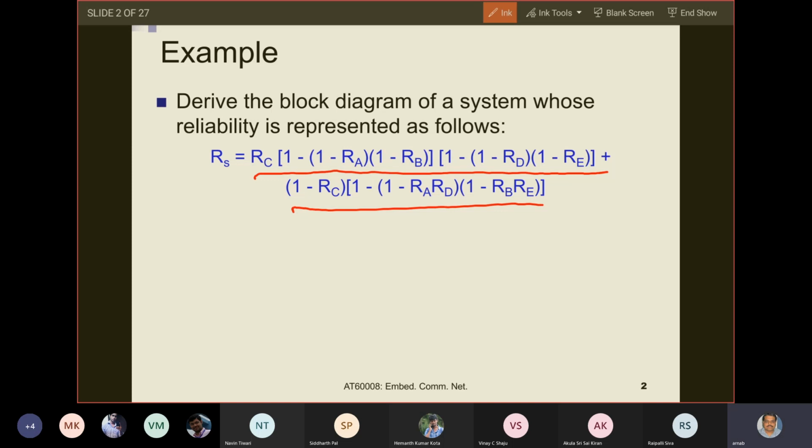Now, if you look at the lower part, then A and D are in series, B and E are in series, and both are in parallel. So then what can you say about the structure that the system might have? When RC acts as a short, then A and B become parallel and D and E become parallel. When RC acts as open, then A and D become in series and B and E become in series.